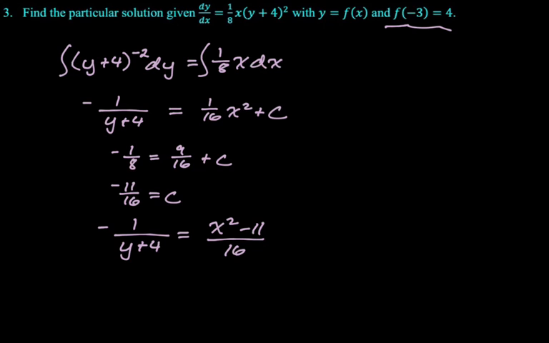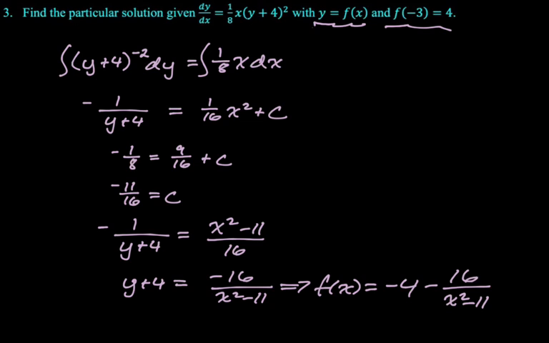We need to solve for y. So what I'm going to do is take reciprocals and multiply both sides by negative 1. So what that'll do is give me y plus 4 is negative 16 over x squared minus 11. Then I'm going to solve for f of x, right? So I'm just going to subtract 4 from both sides and get f of x is negative 4 minus 16 over x squared minus 11. All right, good practice problem there. Let's take a look at one more.